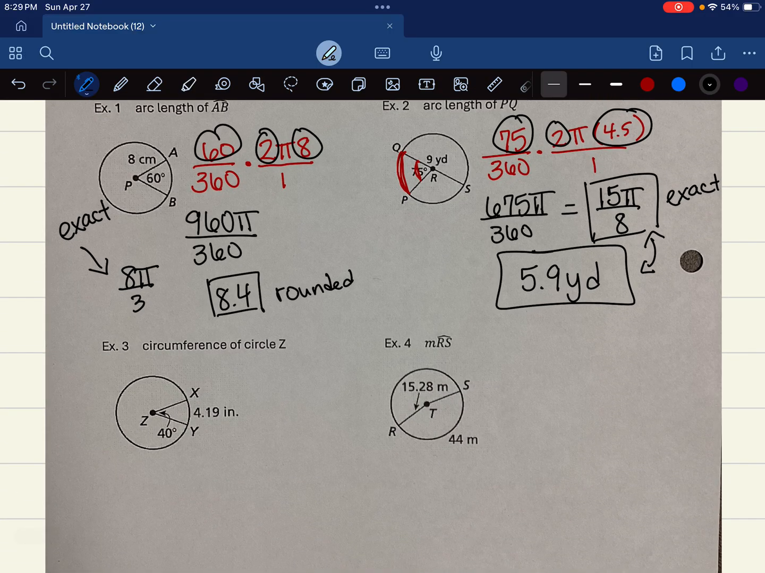All right, last two examples are going to give you the arc length, right? Notice out here next to the arc, we have the length, which is 4.19, and it's wanting us to find the circumference of circle Z. So really, we can use the formula we just used to help us find the radius, and then as soon as I have the radius, I can solve for circumference, okay?